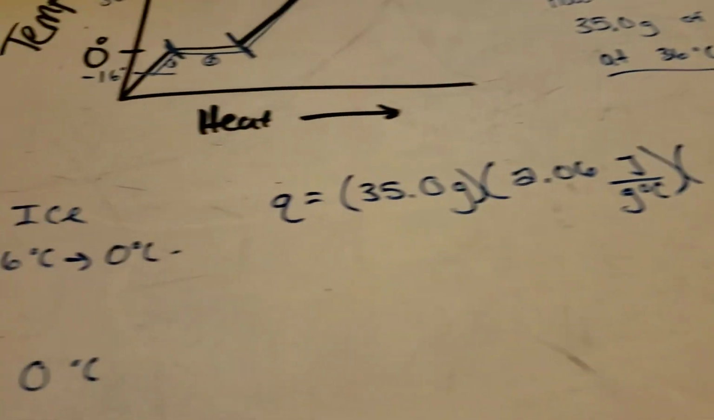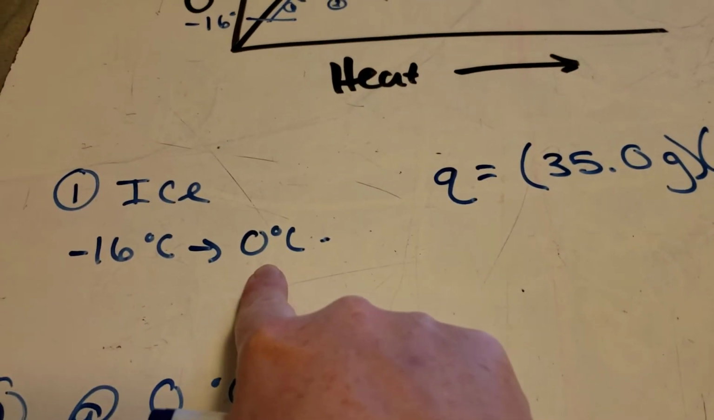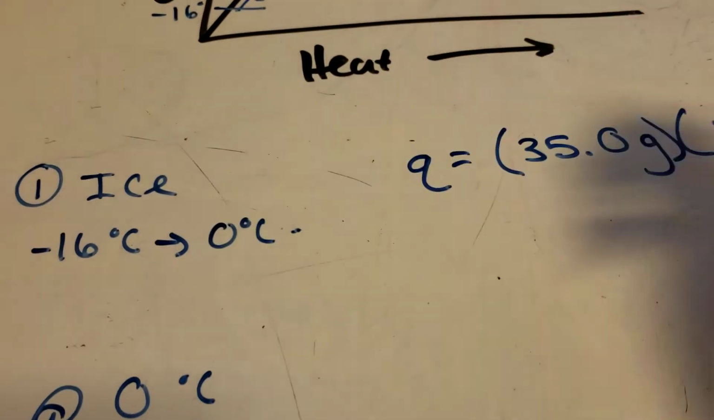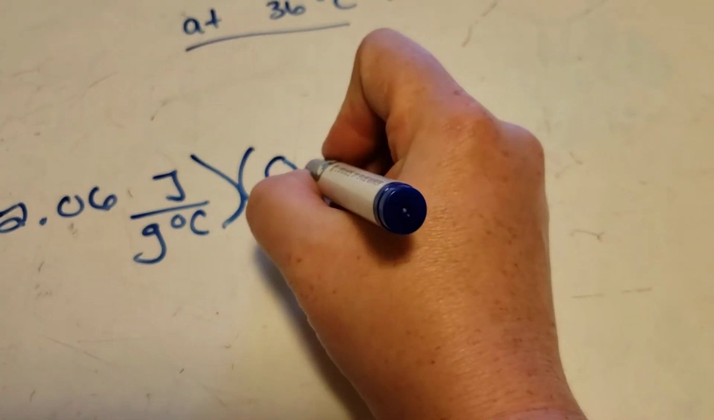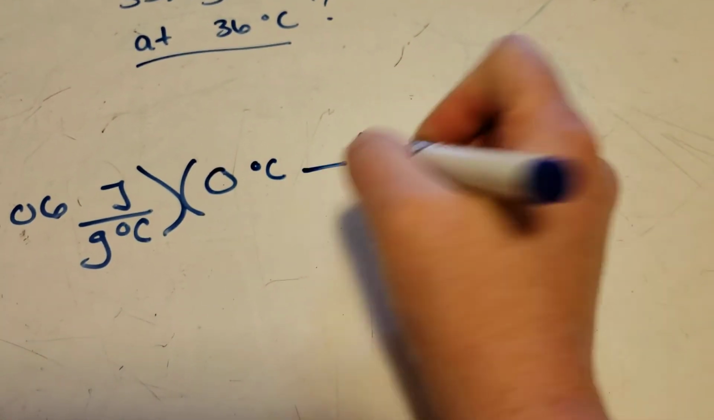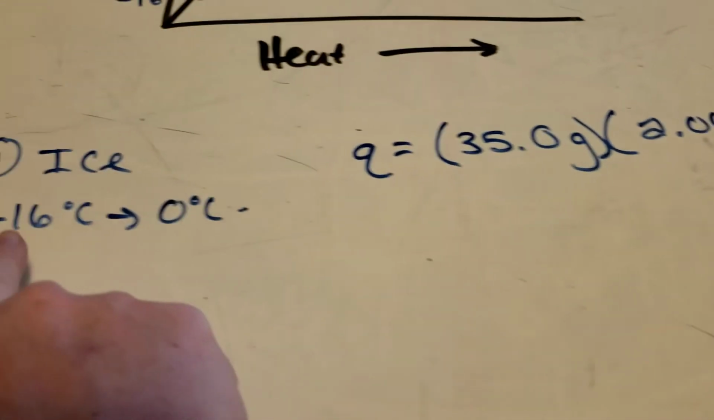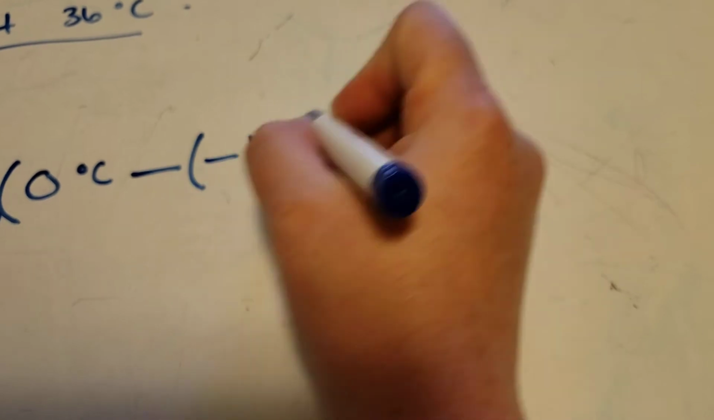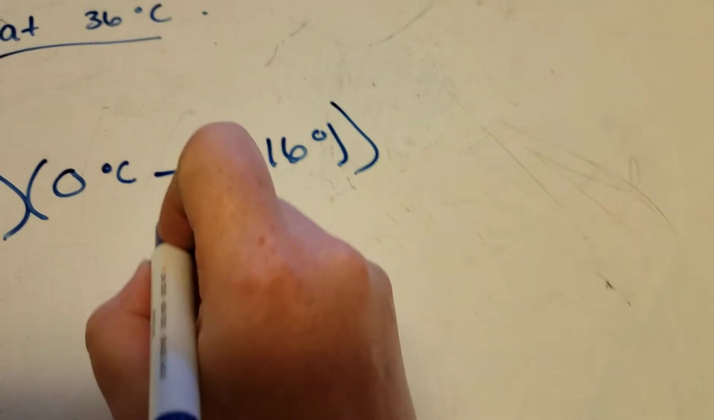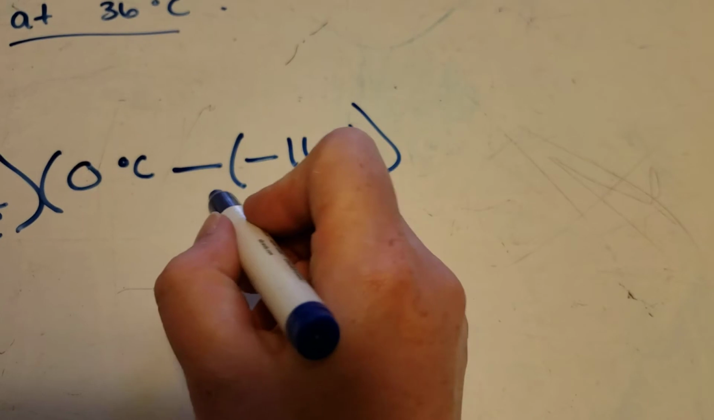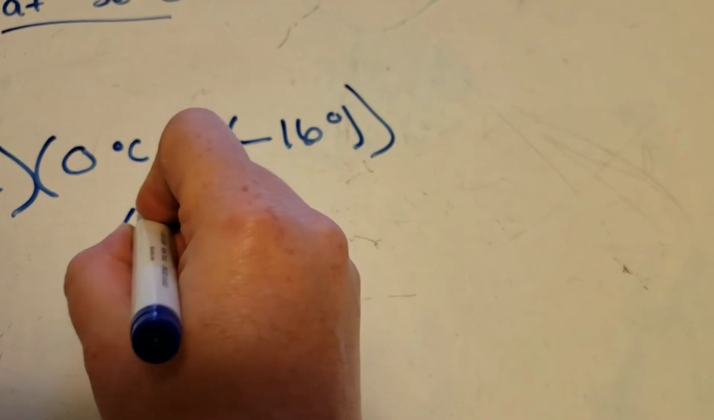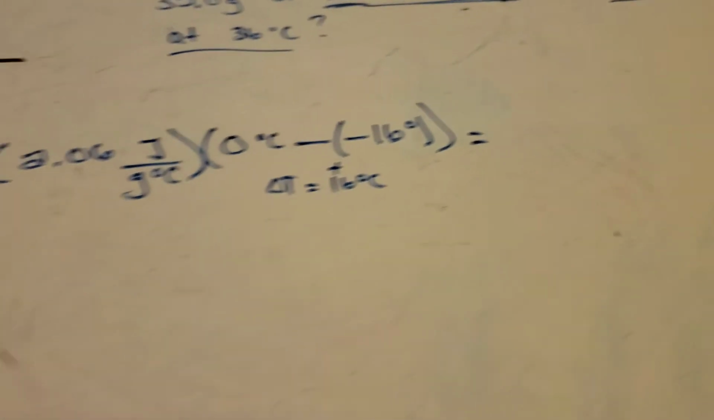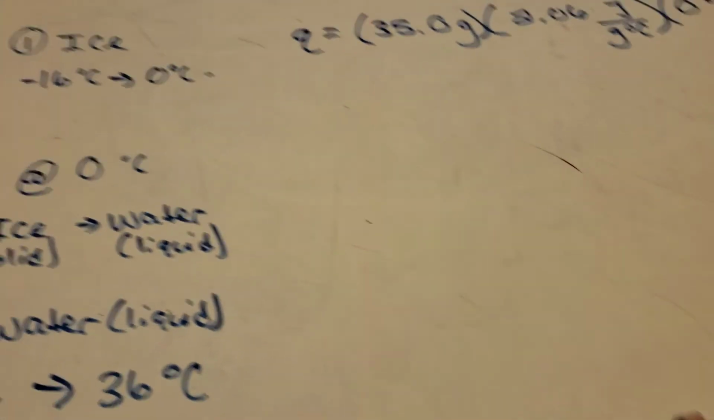So for this problem, my final temperature for just ice, because this is a separate problem than the whole thing combined, is 0 degrees Celsius. So I'm going to write 0 degrees Celsius minus, because it's final minus initial, my initial, which was negative 16. So now I'm going to put that in, negative 16 degrees Celsius. So you're minusing a negative, which becomes a positive. So my delta T in this problem equals 16 degrees Celsius. We'll solve that after. I'll write everything out, and then we'll solve it together.